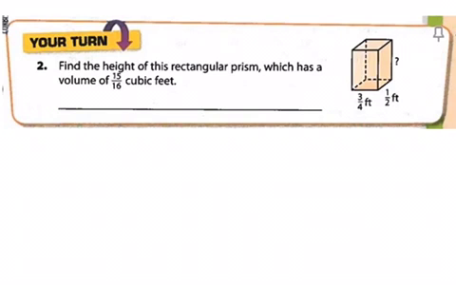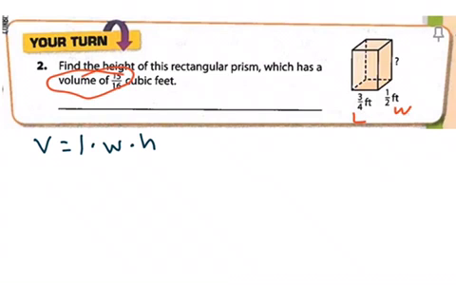So we're going to set this up. We're going to write our formula. Volume is equal to length times width times height. Well, we know, I'm going to write in red, this is our length, this is our width, we have our volume here, okay?